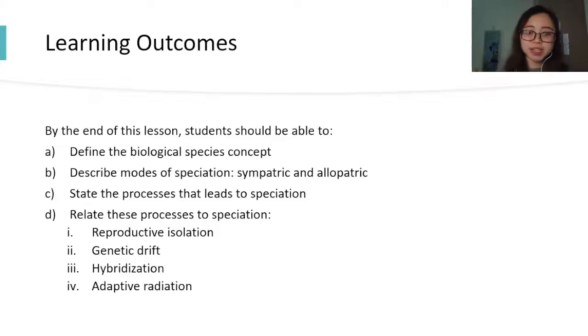I hope that by the end of this lesson, you will be able to define the biological species concept, describe modes of speciation, state the processes that would lead to speciation, and last but not least, relate those processes to the 4 factors, which is reproductive isolation, genetic drift, hybridization, and adaptive radiation. If you're ready, let's get started.